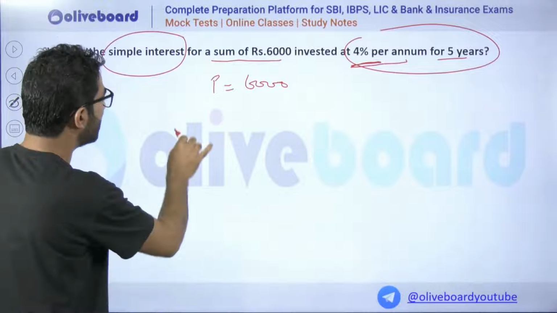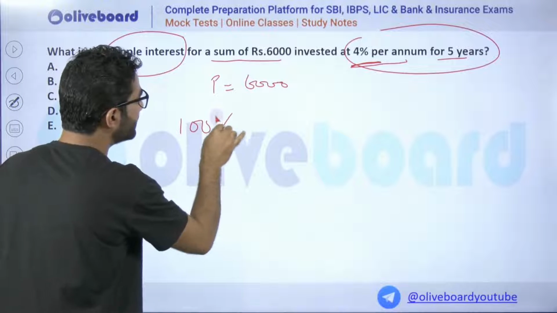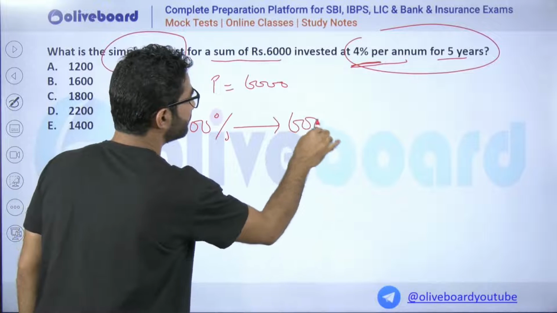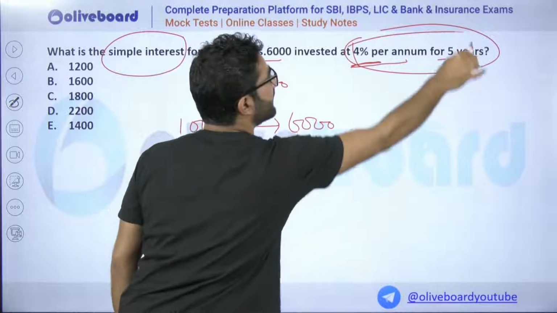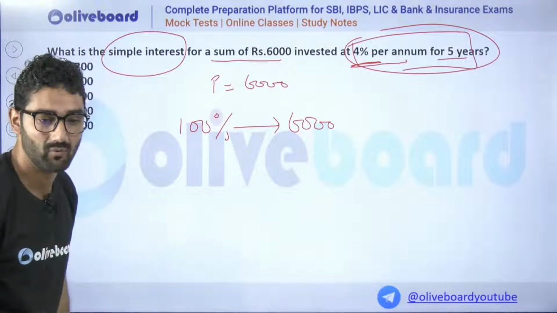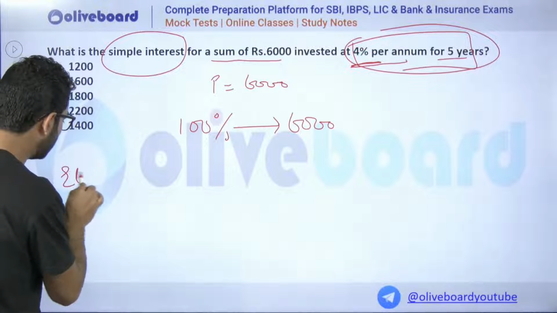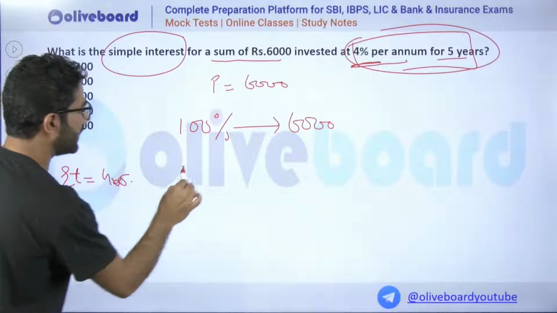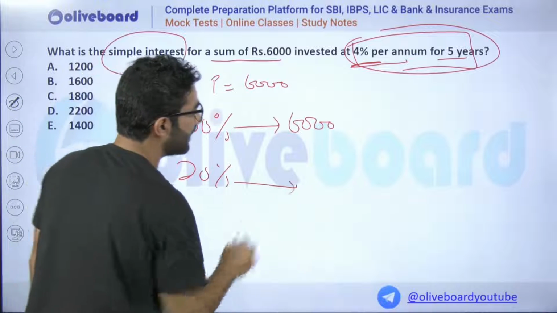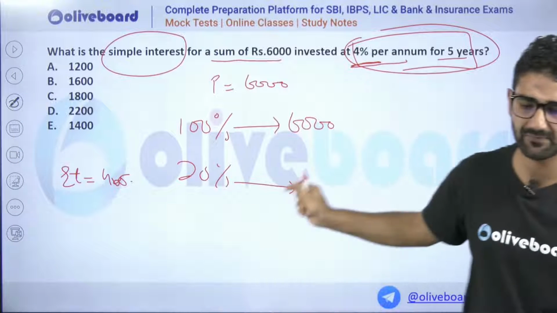Sir, can we say that 100 percent is 6,000? What is this RT? RT is nothing but 4 into 5, that is 20%. So 20 percent will be how much? Simple. Go with this fast calculation.